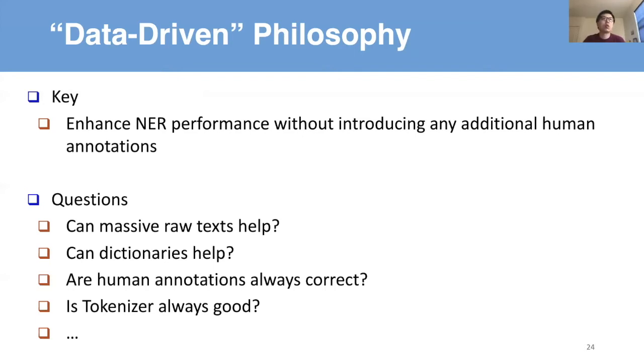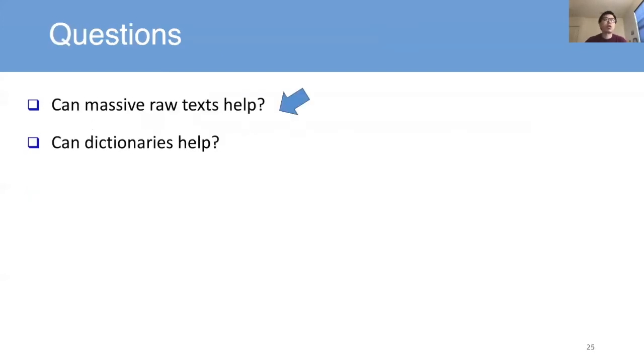Similar to our AutoPhrase philosophy, we have a data-driven philosophy for this NER topic. The key here is we want to enhance the NER performance without introducing any additional human annotations. There are a few key questions we can explore, and in this tutorial, we are focused on the first two. Can we use the massive amount of raw text to help, or can we use the existing domain-specific dictionary to help? Let's first look at the massive raw text.